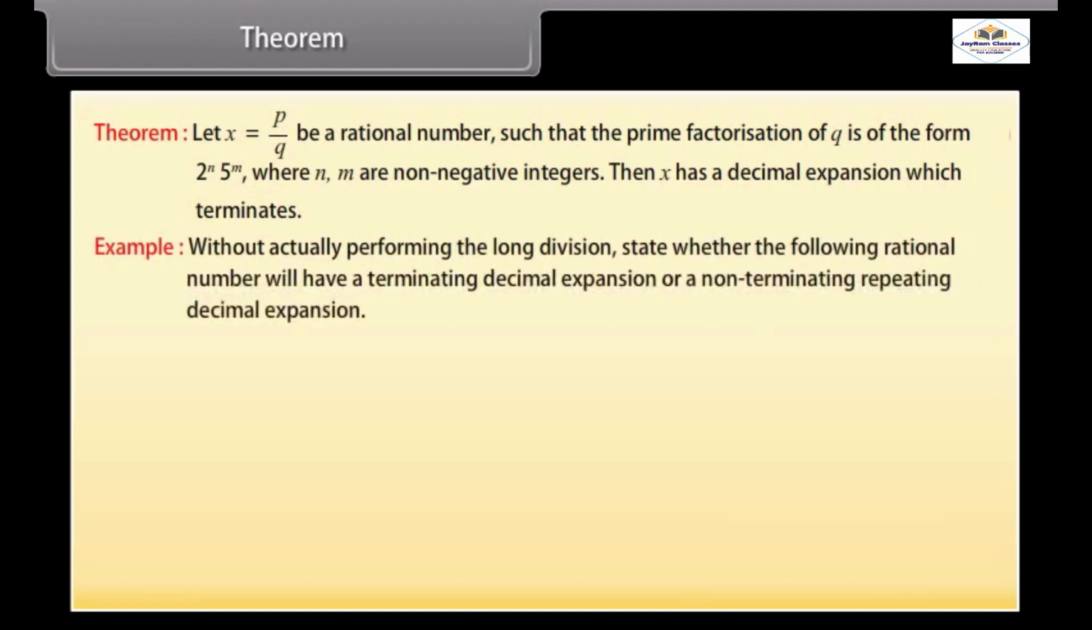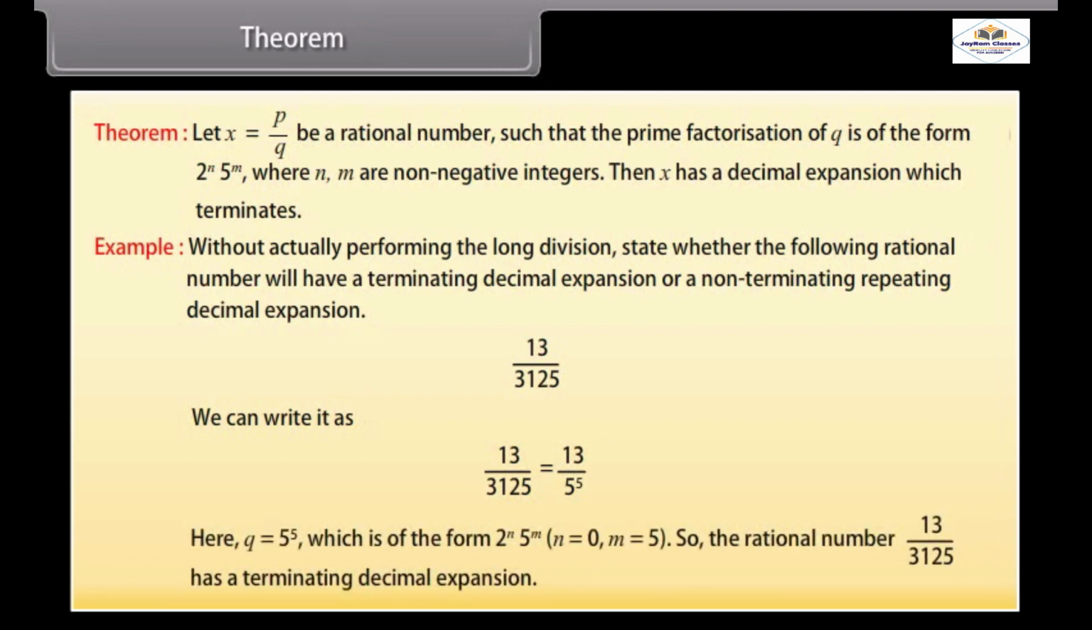Let us solve an example. Without actually performing the long division, state whether the following rational number will have a terminating decimal expansion or a non-terminating repeating decimal expansion. 13 upon 3125. We can write it as 13 upon 3125 equals 13 upon 5 raised to the power 5. Here q is 5 raised to the power 5, which is of the form 2 raised to the power n, 5 raised to the power m, n is equal to 0, m is equal to 5. So the rational number 13 upon 3125 has a terminating decimal expansion.